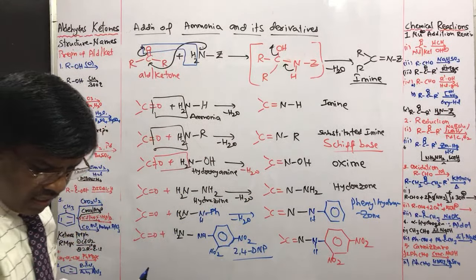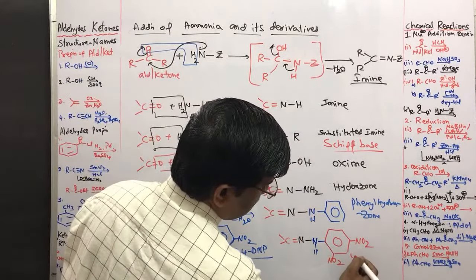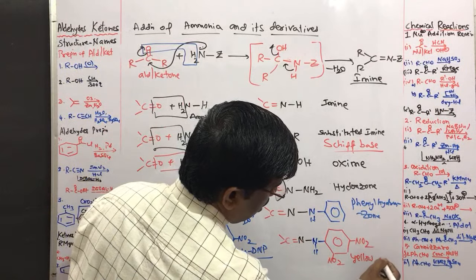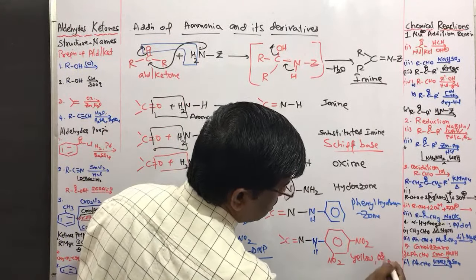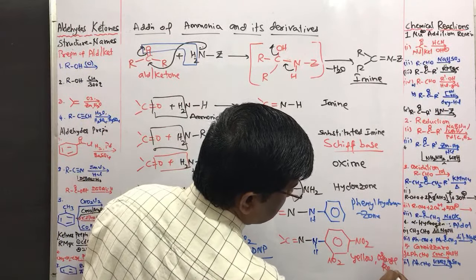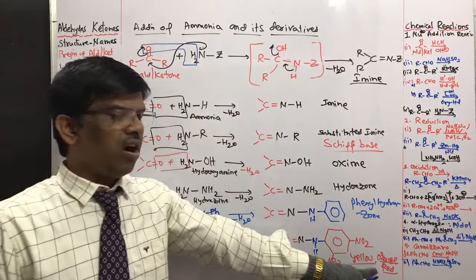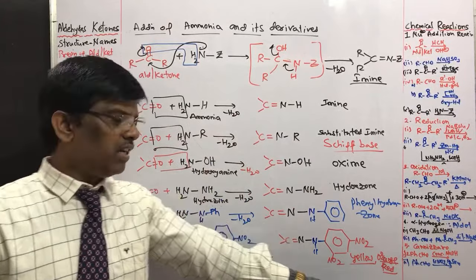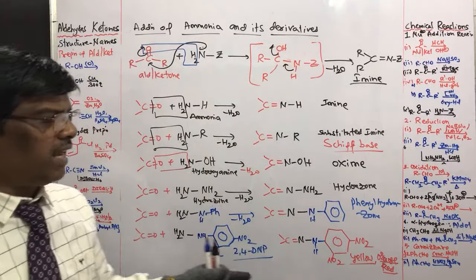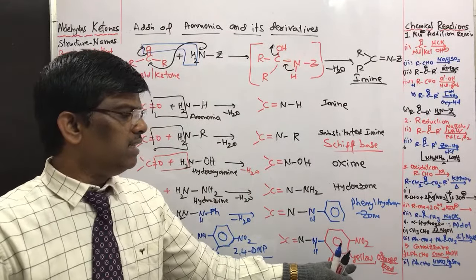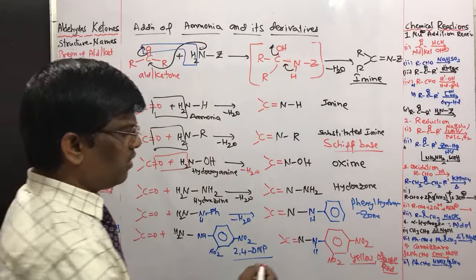yellow, orange, red. So it is going to give different colors, yellow, orange, red. Yes, friends. So it is going to identify aldehydes and ketones where you can get this colored compound. It is a solid that you are going to get.